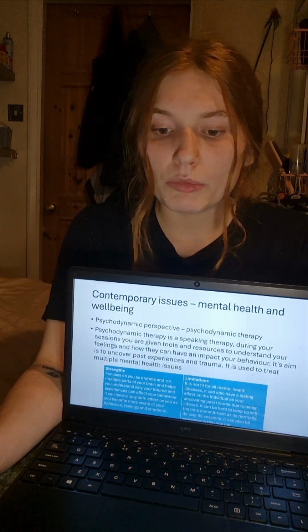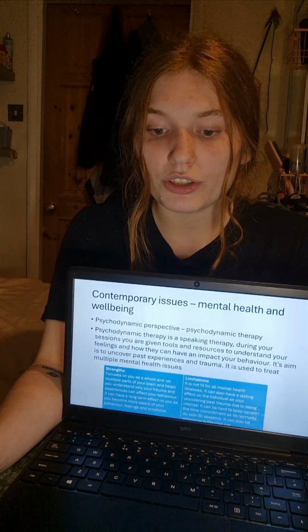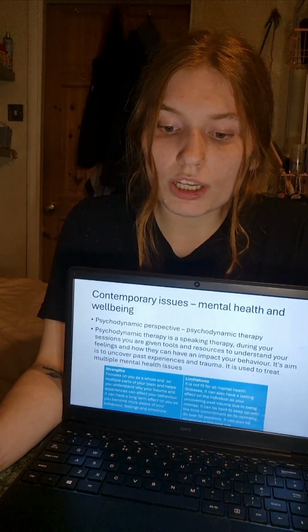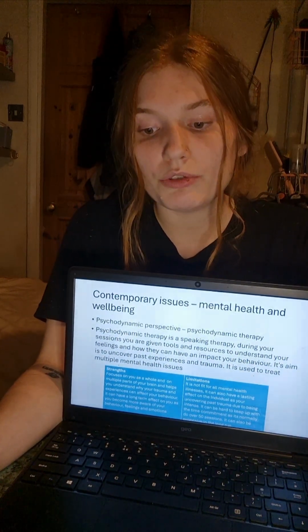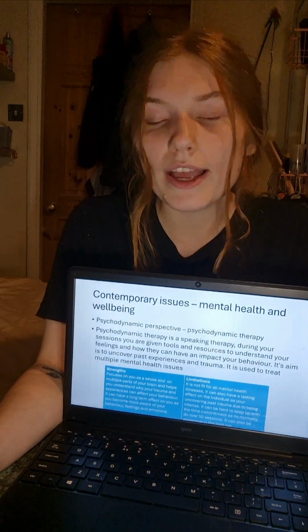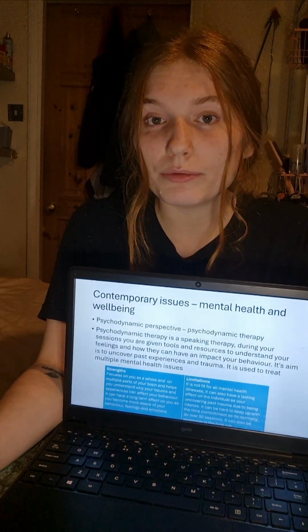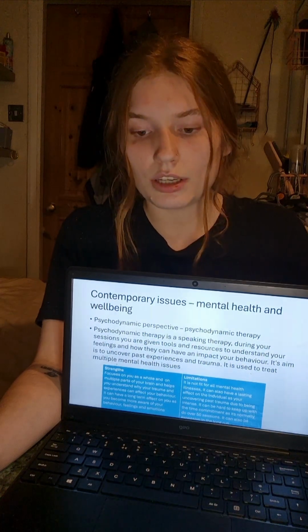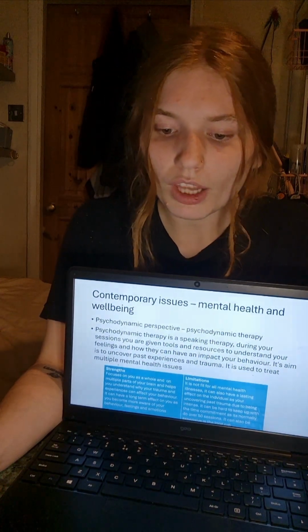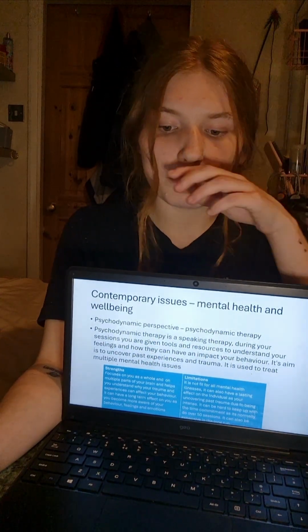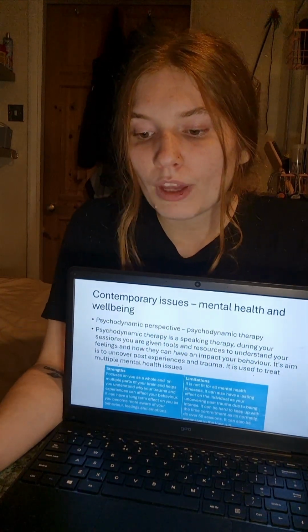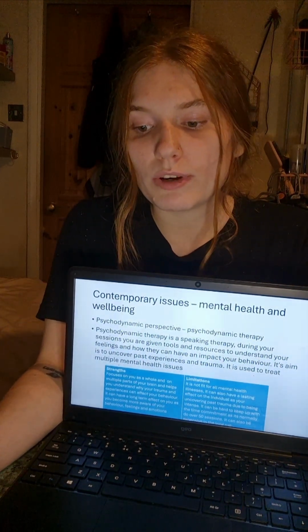It is used to treat multiple mental health issues. The strengths of this is it focuses on you as a whole and multiple parts of your brain and helps you understand why your trauma and experiences have affected your behaviour and do affect your behaviour, as well as making you more aware of your behaviours, feelings and emotions. Limitations. Sadly, it is not fit for all mental health illnesses.